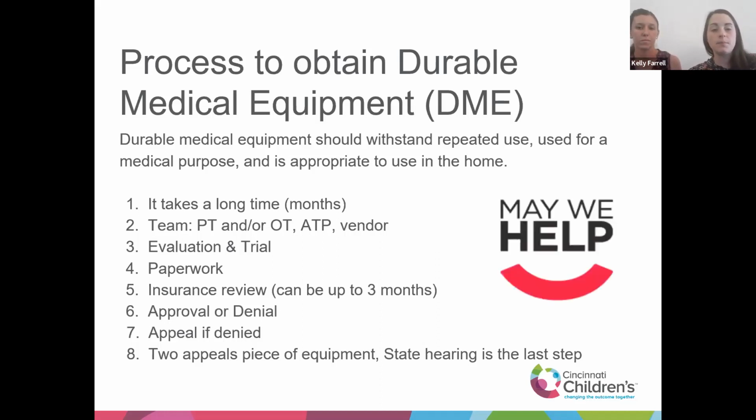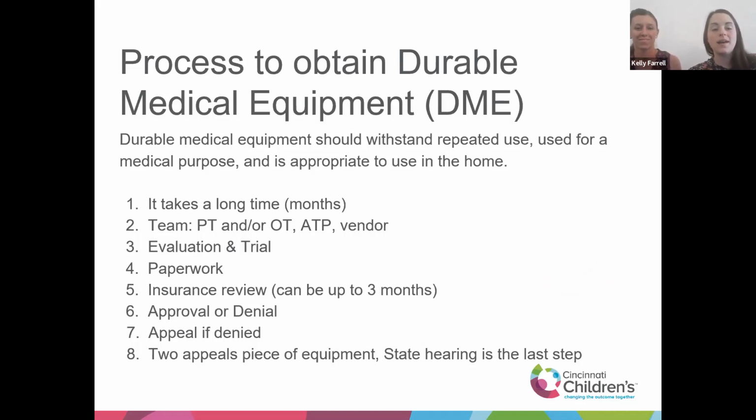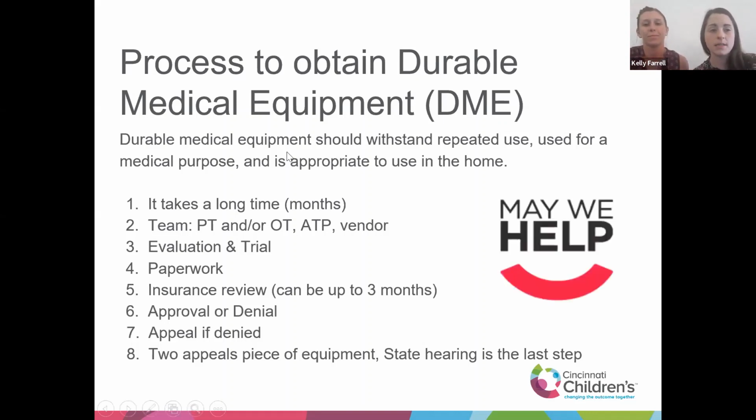Following that, we do go through some paperwork, including a letter of medical necessity. This is where I, as the physical therapist, or Kelly as the occupational therapist, will write up why this really is needed by the family and how it improves their function overall. The insurance then reviews this paperwork. It can take up to 3 months, and it can be approved or denied if this equipment will be paid by insurance. We are able to appeal it if it is denied. And if there are 2 appeals to a piece of equipment, we actually have a state hearing. And Kelly will be going into a little more detail on something that can help us in this case.